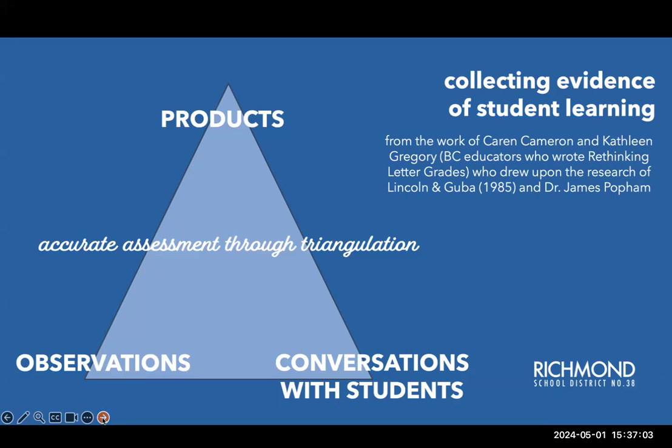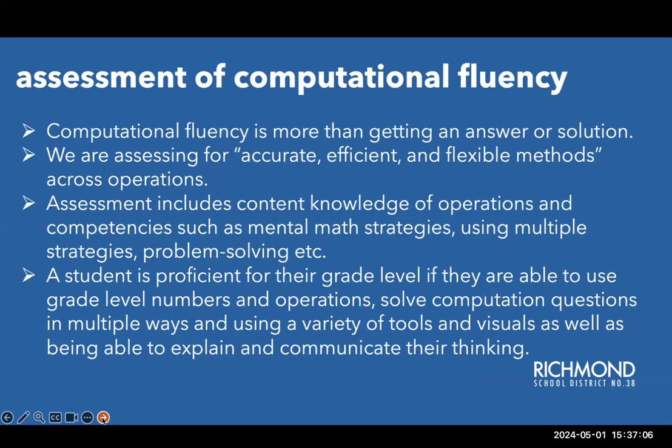When we look specifically at assessment of computational fluency, it's important to remember that computational fluency is more than getting an answer or solution. We are assessing for accurate, efficient, and flexible methods across all 4 of those operations. So not just the answer, but how they get the answer, and having multiple ways to get to a solution or answer. So there's that fluency and flexibility built into that. So assessment includes the content knowledge of addition, subtraction, multiplication, and division, as well as competencies such as mental math strategies, using multiple strategies, problem solving, communicating, explaining and justifying solutions, etc.